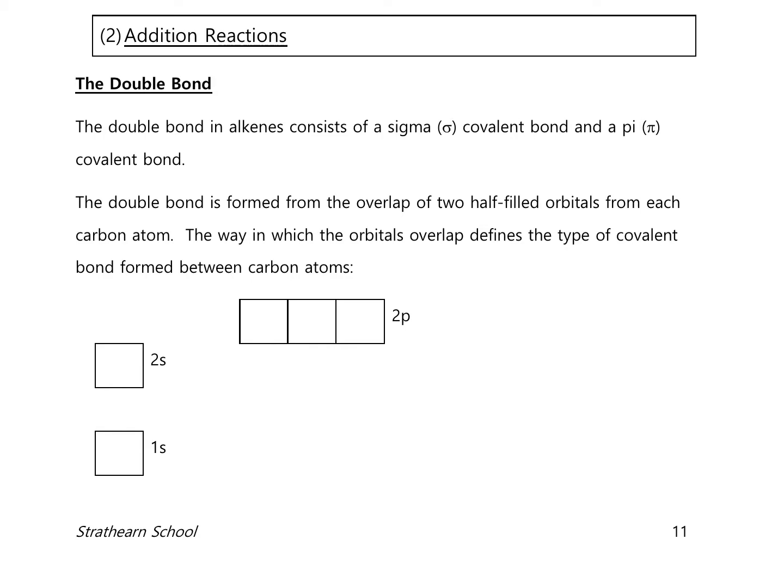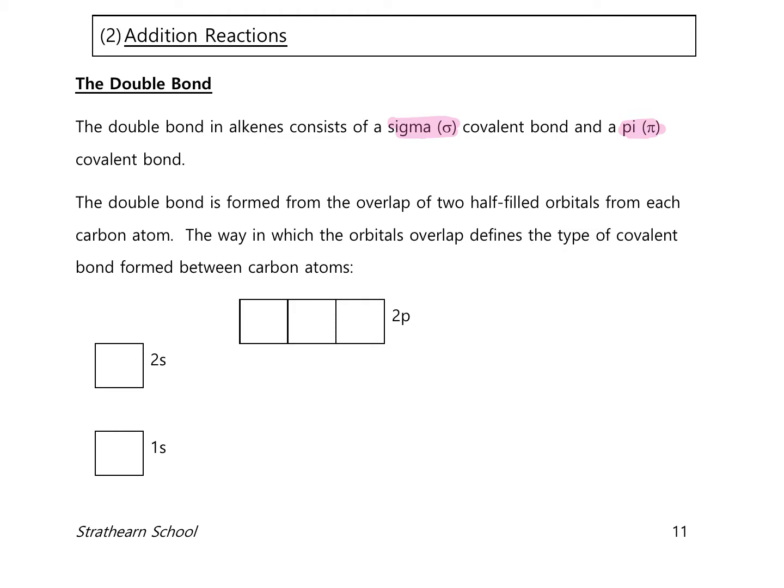And so we need to have a little look at the type of bonding within the double bond. The double bond in alkenes consists of a sigma covalent bond and a pi covalent bond, and you can see their little Greek symbols in brackets there as well. How the double bond is formed is from the overlap of two half-filled orbitals from each carbon atom, and the way in which the orbitals overlap defines a type of covalent bond, so whether it's a sigma covalent bond or a pi covalent bond.